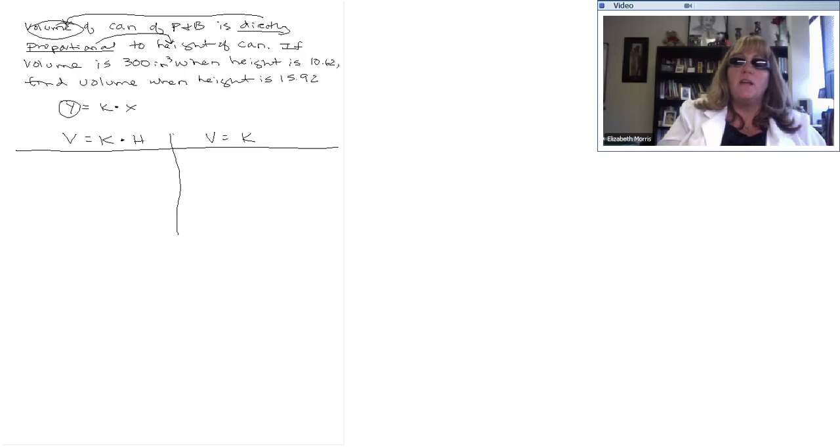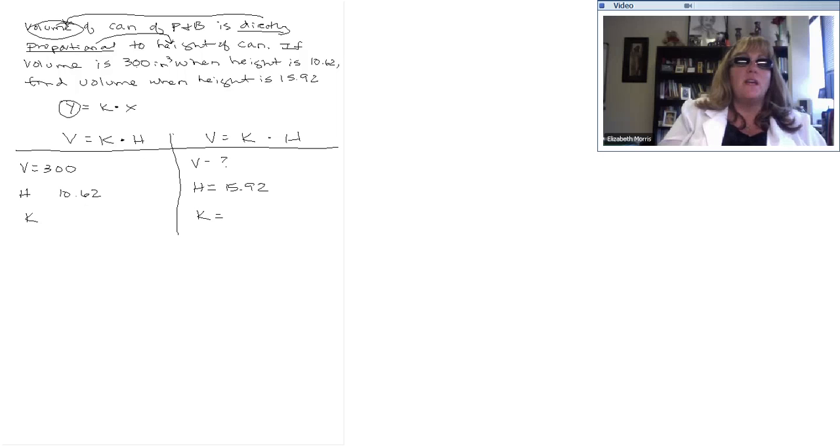Volume equals K times H. Now, if the volume is 300 when the height is 10.62, find the volume when the height is 15.92. We still don't know K.